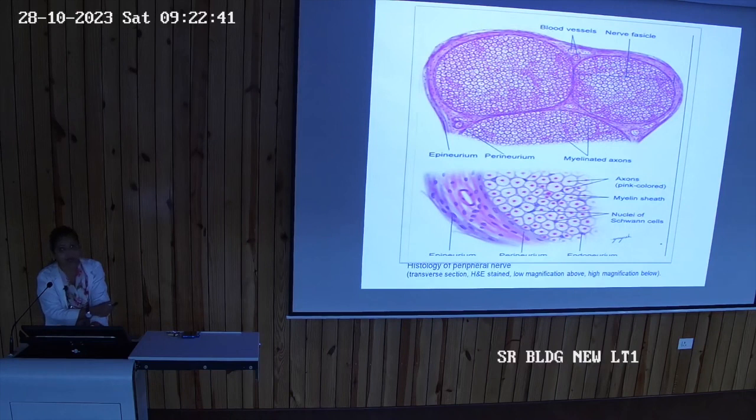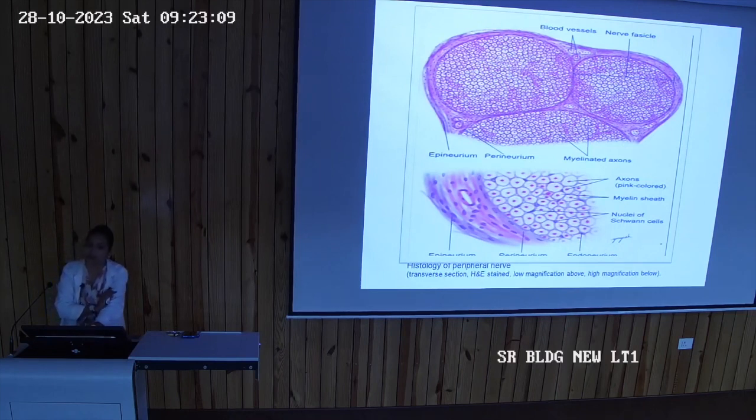Inside the perineurium we have a number of axons. Yes, now these axons are surrounded by myelin sheath. Now how to identify these cells in the periphery, how to identify Schwann cells? So when you see this myelin sheath, everywhere at the periphery a nucleus is present. The nucleus is stained blue and other parts of the cells are stained pink in color.